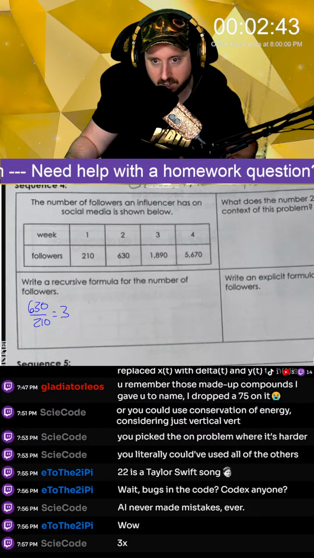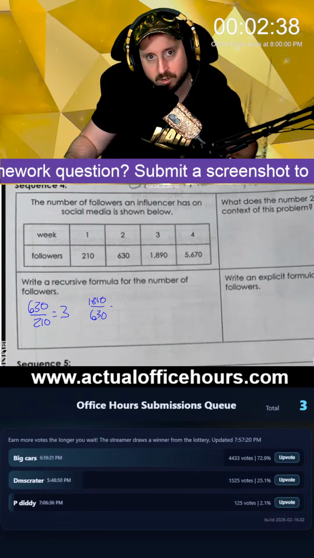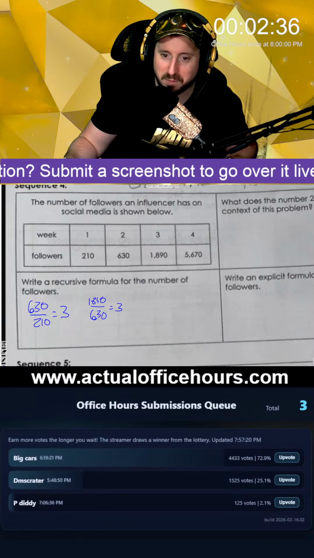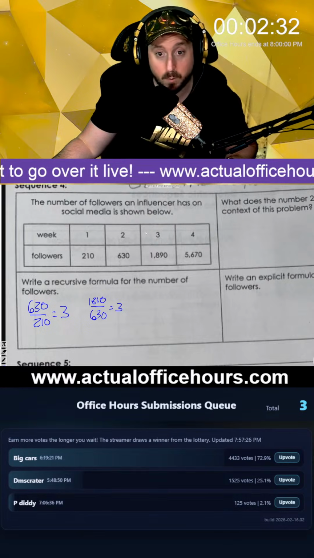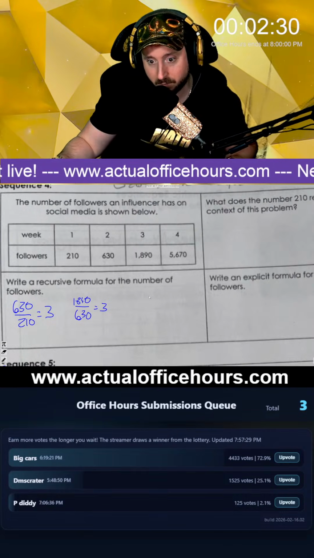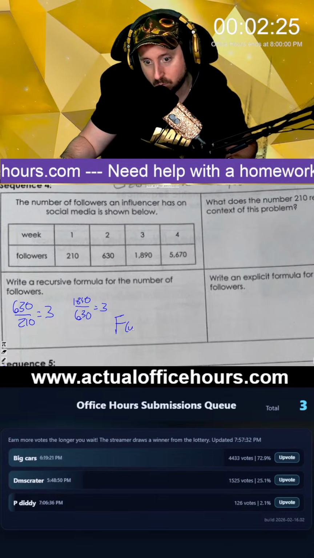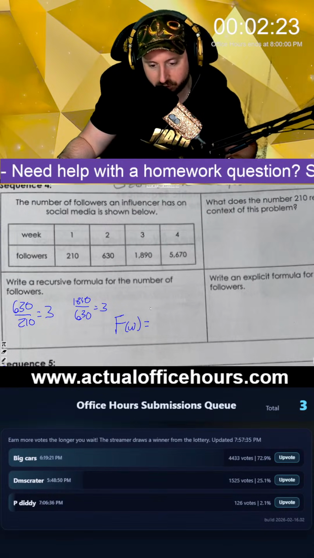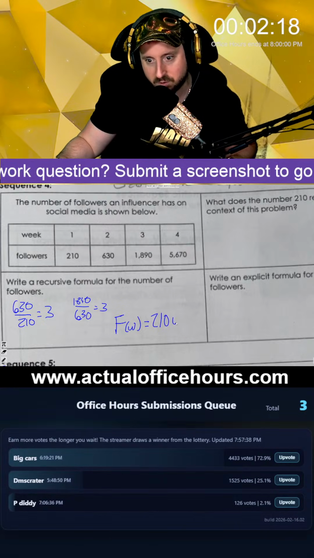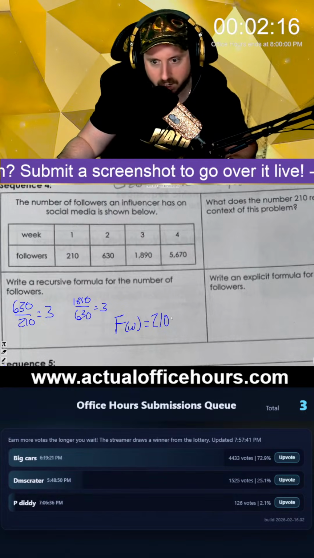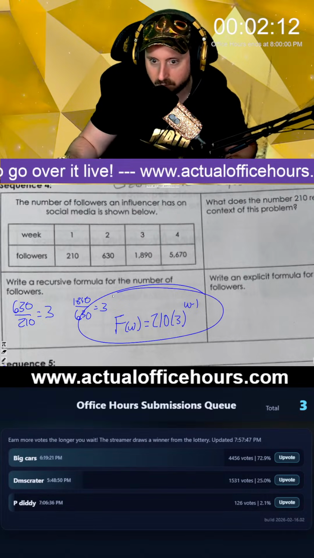Right? And then same thing here, look, 1890 over 630 equals 3. This is probably growth by a factor of 3. So the formula would then be, let's say, followers at some week W is equal to 210 times 3 to the W minus 1. This is, I think, the correct way to say it.